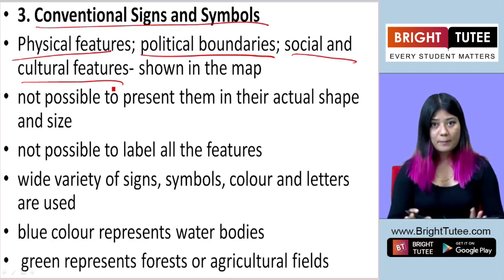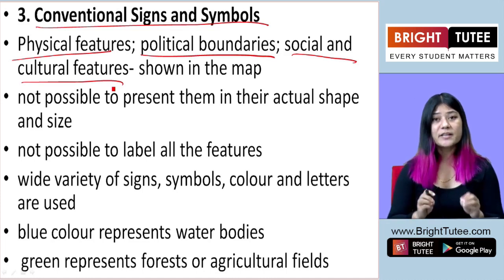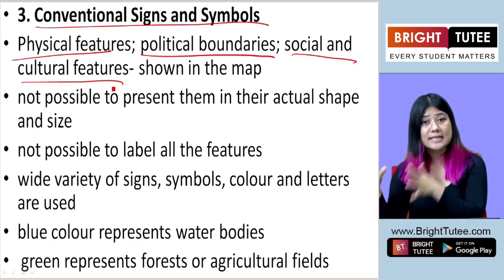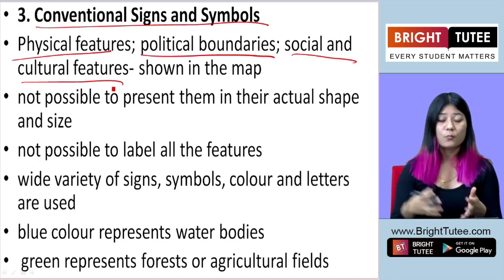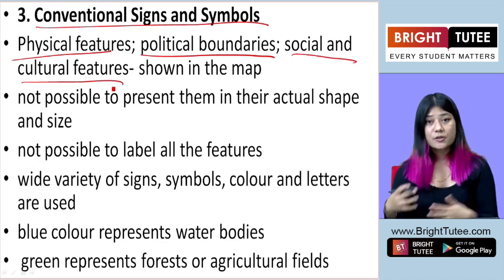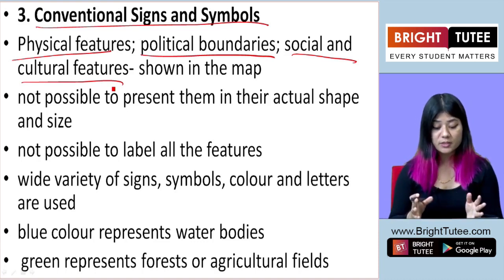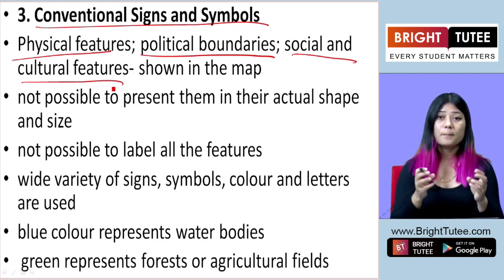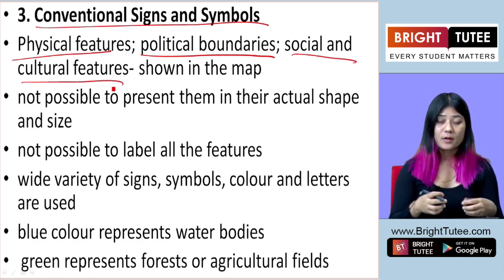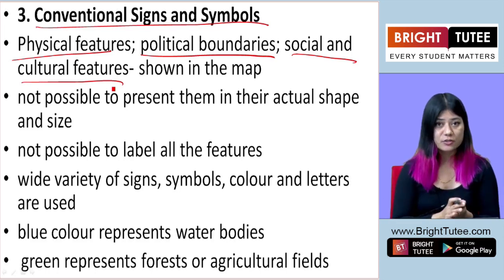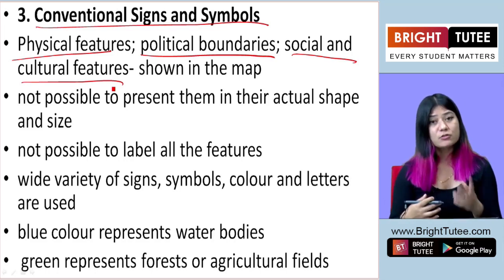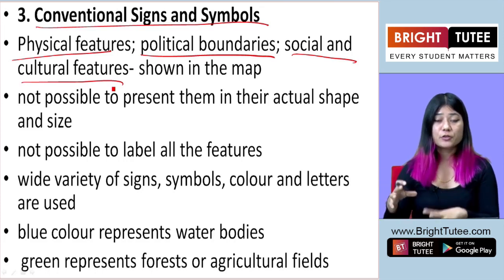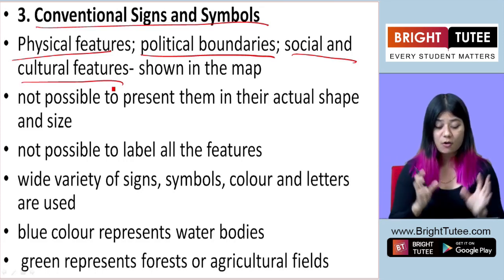Now, when you draw a map, it's very difficult to represent the exact thing on the map, what you see on the ground, right? You can't do that, okay? It's not possible to put those features on the map using their exact size. You cannot do that, and it's also not possible for you to put all the features on the map.